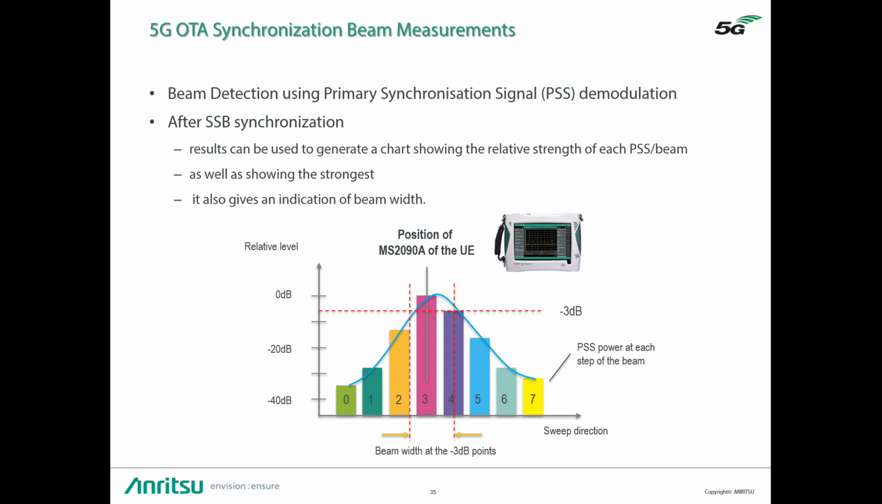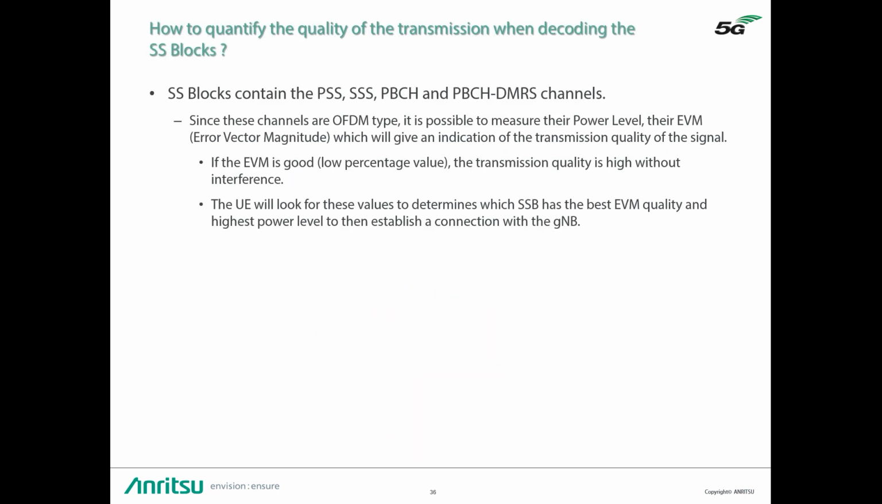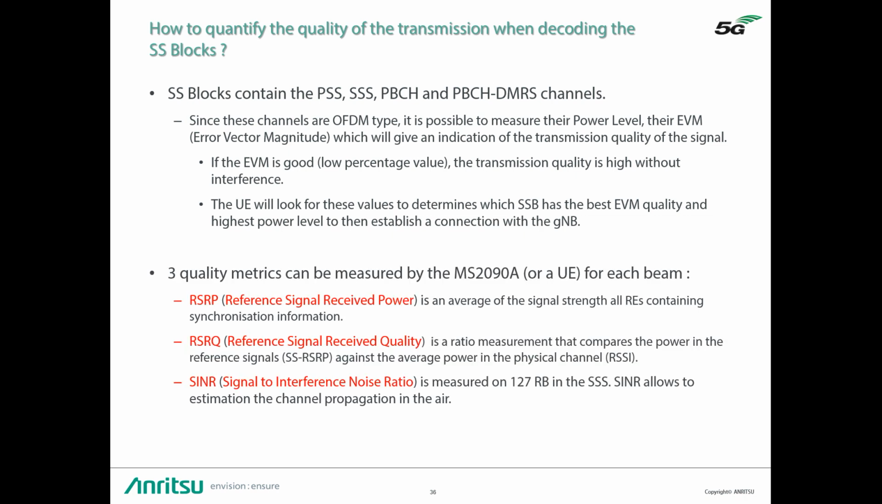This kind of bar graph display will be used by the MS2090A unit on the field to know more in detail about the presence of SS blocks in the 5G carrier and the quality of each of them. As SS blocks are the first items to be decoded when being on the field, let's see how a UE or a spectrum analyzer like the MS2090A is able to quantify the quality of the transmission it is getting at a given location in the cell.